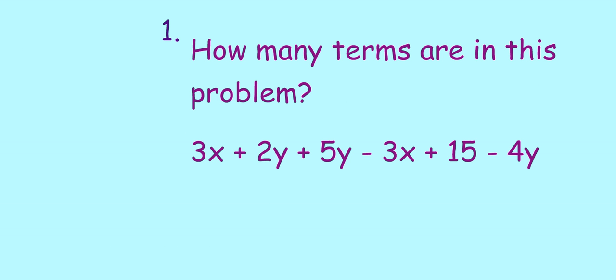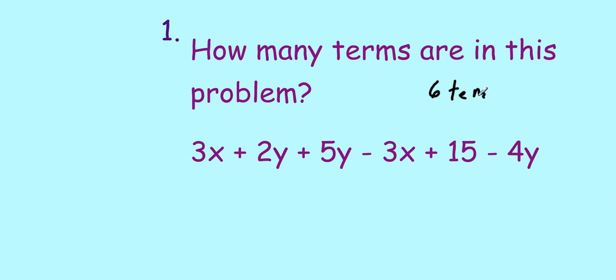Here's our first problem. How many terms are in this problem? We have 3x plus 2y plus 5y minus 3x plus 15 plus 4y. Like I said, terms are separated by the addition sign, here, here, and a subtraction sign, here, here, and here. Our first step is to go through and identify just how many terms there are. We have 6 terms here.